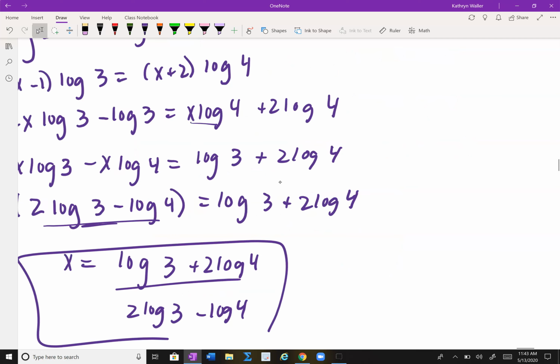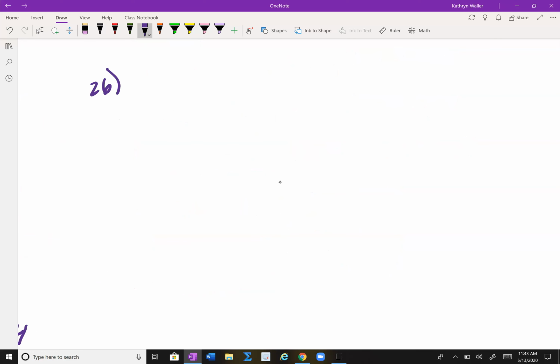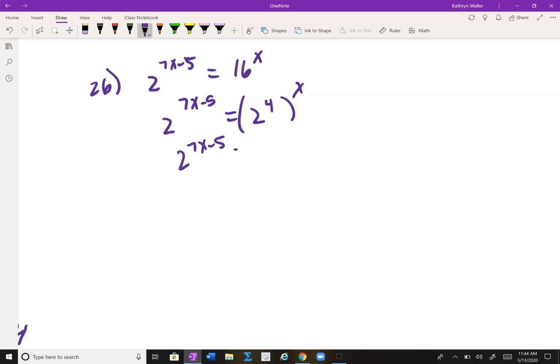Okay, 26. 26 is not weird. The reason it's not weird is because I can write 16 as a power of 2. You change the big number, so I'm changing the 16 to the 2, not the 2 to the 16. So 2 to the 4th is 16. I'm not raising both sides to the 4th, I'm just rewriting 16 in a different way. It's exactly 2 to the 4th. So this is 2 to the 7x minus 5 equals 2 to the 4 times x, which is 4x.